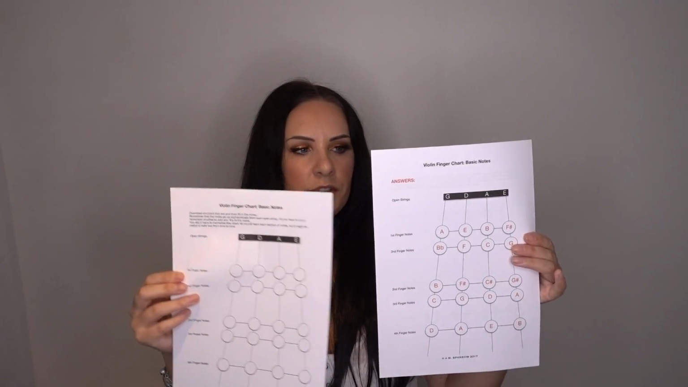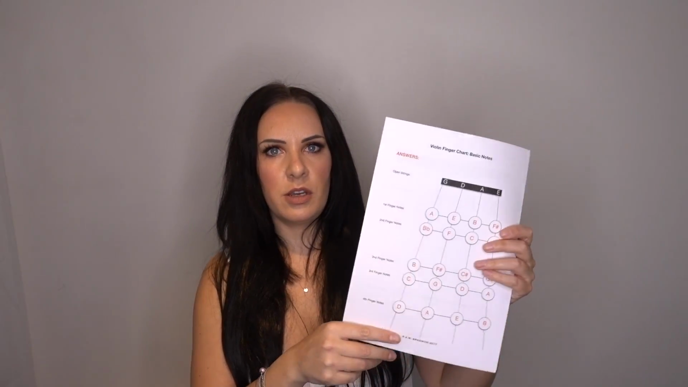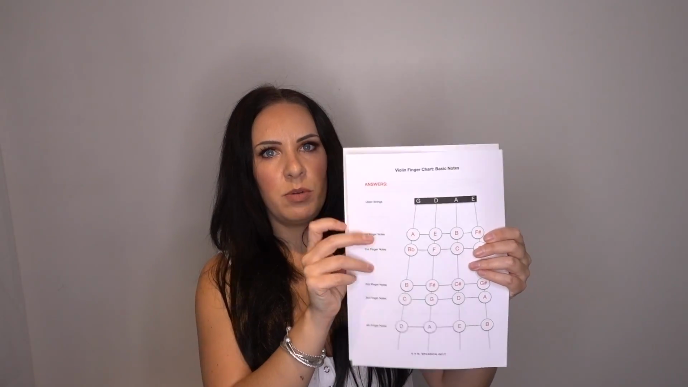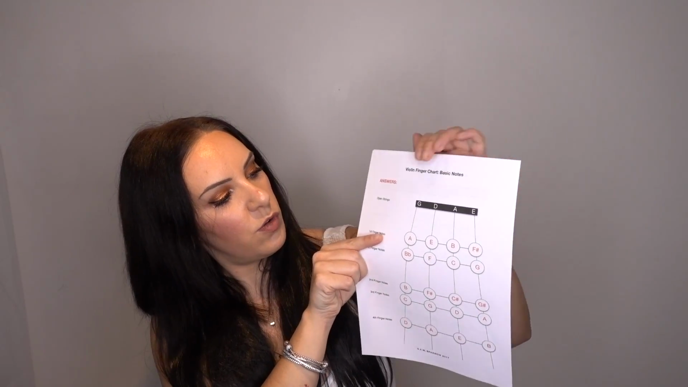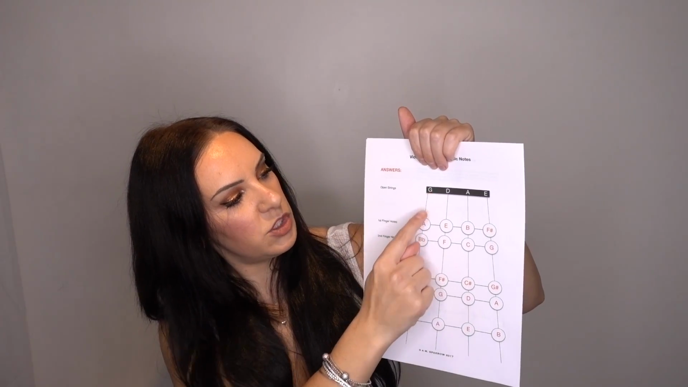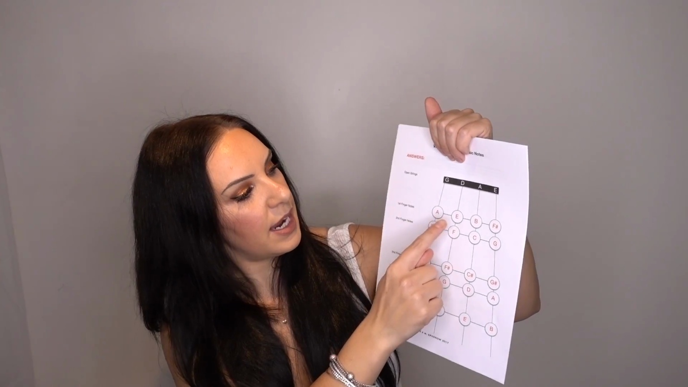You've got the answers on the next sheet as well, so obviously try and do the sheet before you look at the answers. With some of the notes, which I didn't touch on earlier, for example, your 1st finger notes on the G string, starting on the G, give you an A, an E, a B and an F sharp. When you put the 1st finger down on the E string, on the dot in its regular position, that gives you an F sharp.